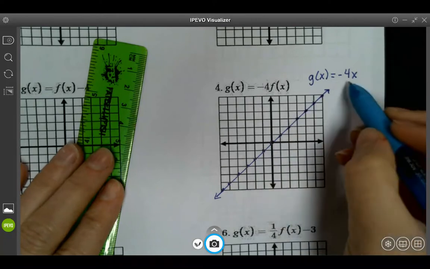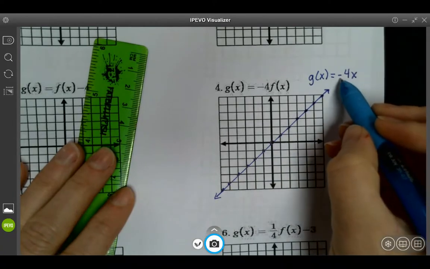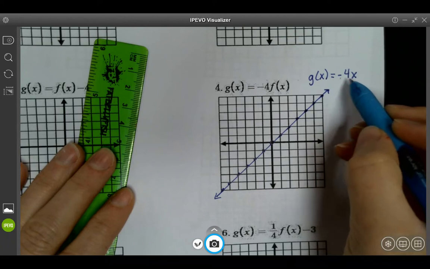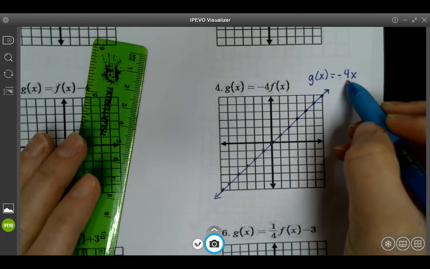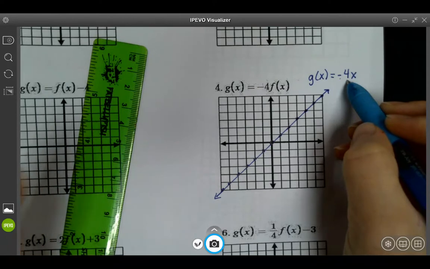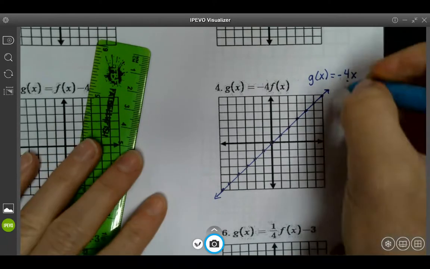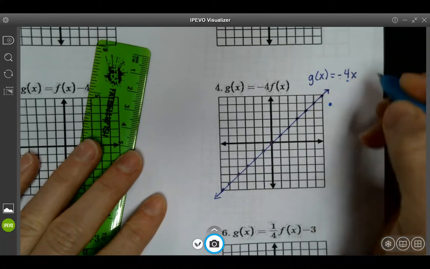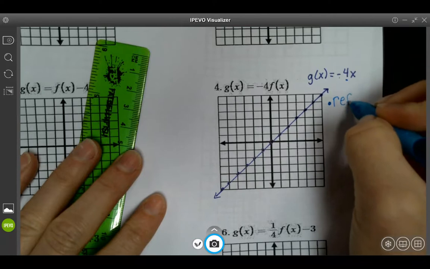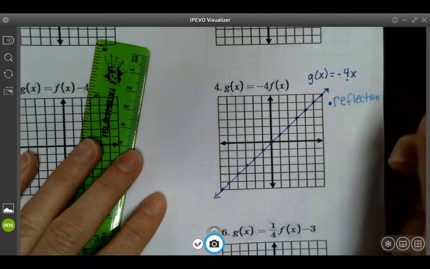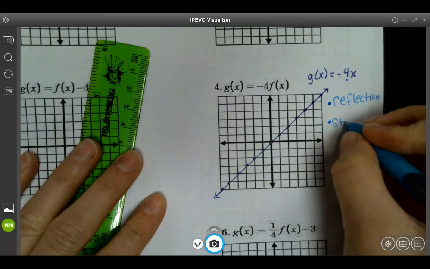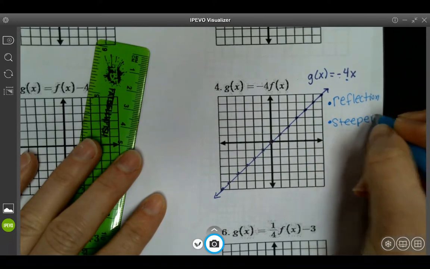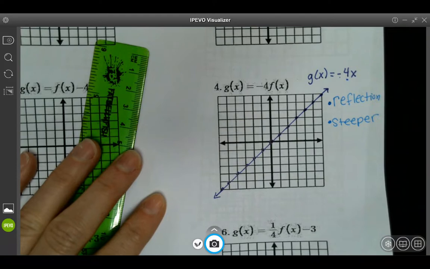Okay, so whenever we graph the g of x, that negative is going to cause a reflection. The 4 is going to make it steeper. So those are two transformations that it does. So this one's a two-transformation one, so we're going to write it as bullet points. It's going to be a reflection, and it's going to be steeper. And the way you know that is the negative causes a reflection, the 4 causes it to be steeper.